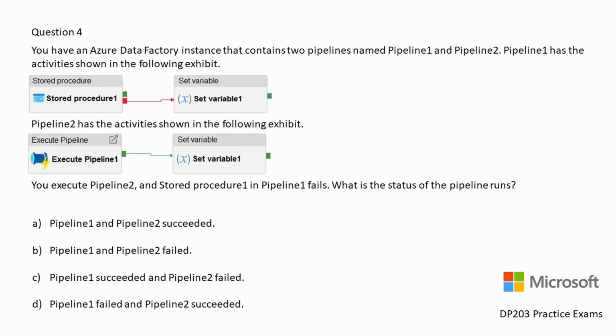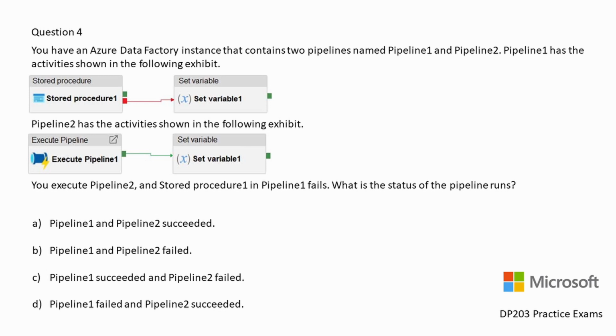Question 4. You have an Azure Data Factory instance that contains 2 pipelines named Pipeline 1 and Pipeline 2. Pipeline 1 has the activities shown in the following exhibit. Pipeline 2 has the activities shown in the following exhibit. You execute Pipeline 2 and the stored procedure in Pipeline 1 fails. What is the status of the pipeline runs?